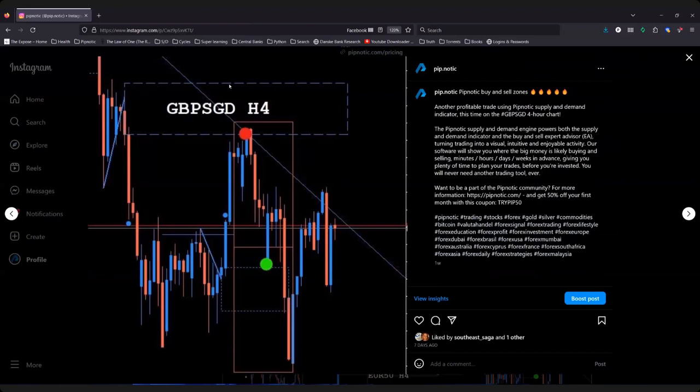Is that blue or is that white? I can't see. Yeah, we'll say it's blue because it's a 4-hour chart. And so, a day or so later, a day and a half, 2 days later, prices came back and we tested that area.